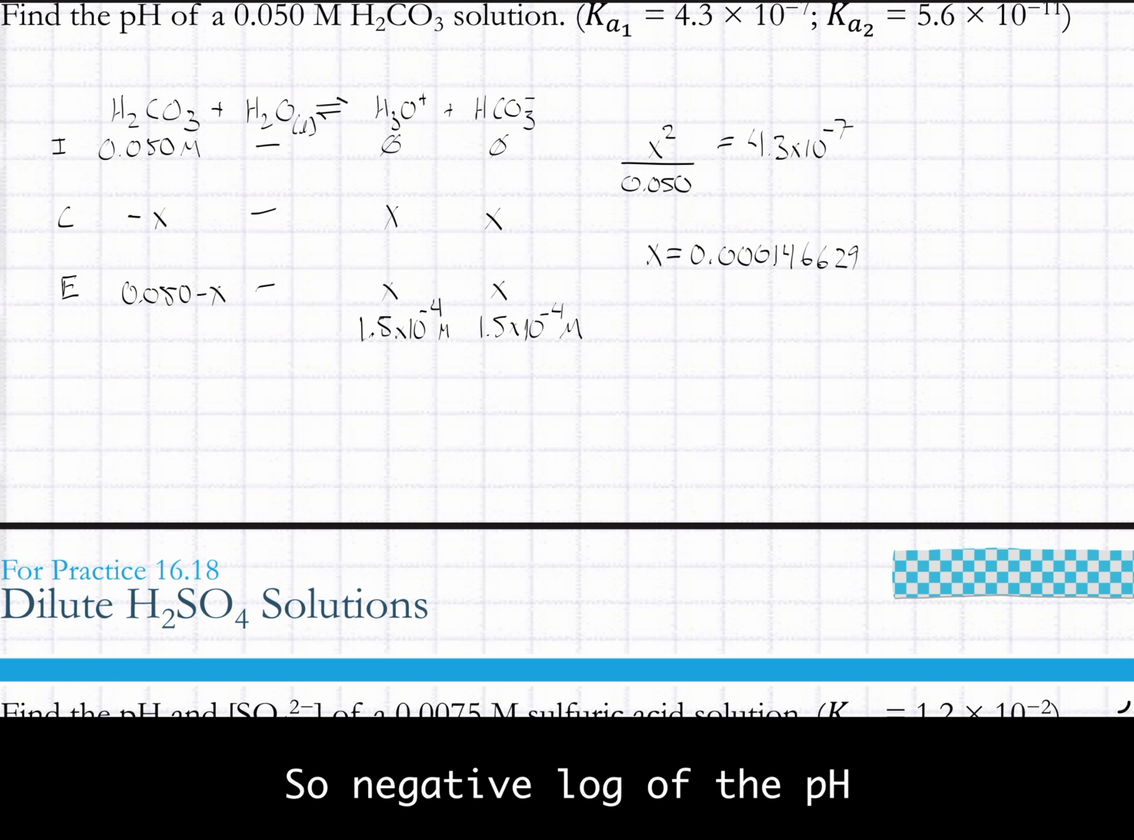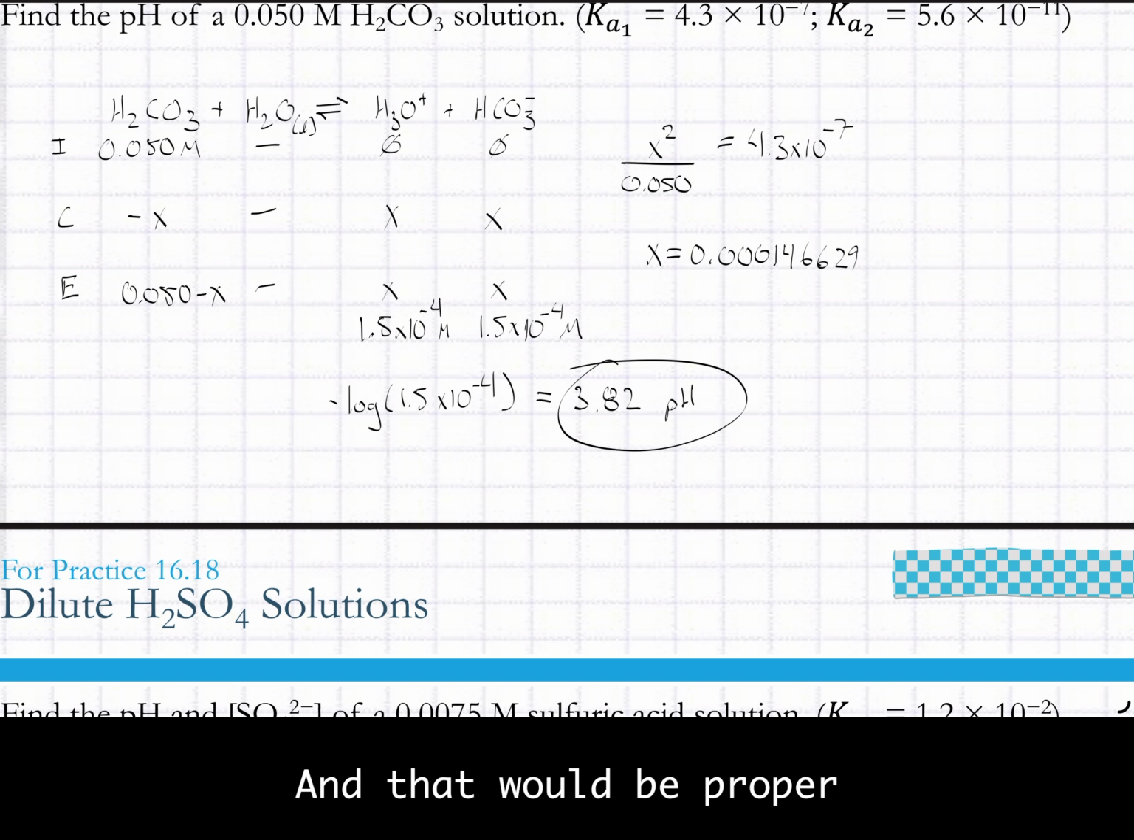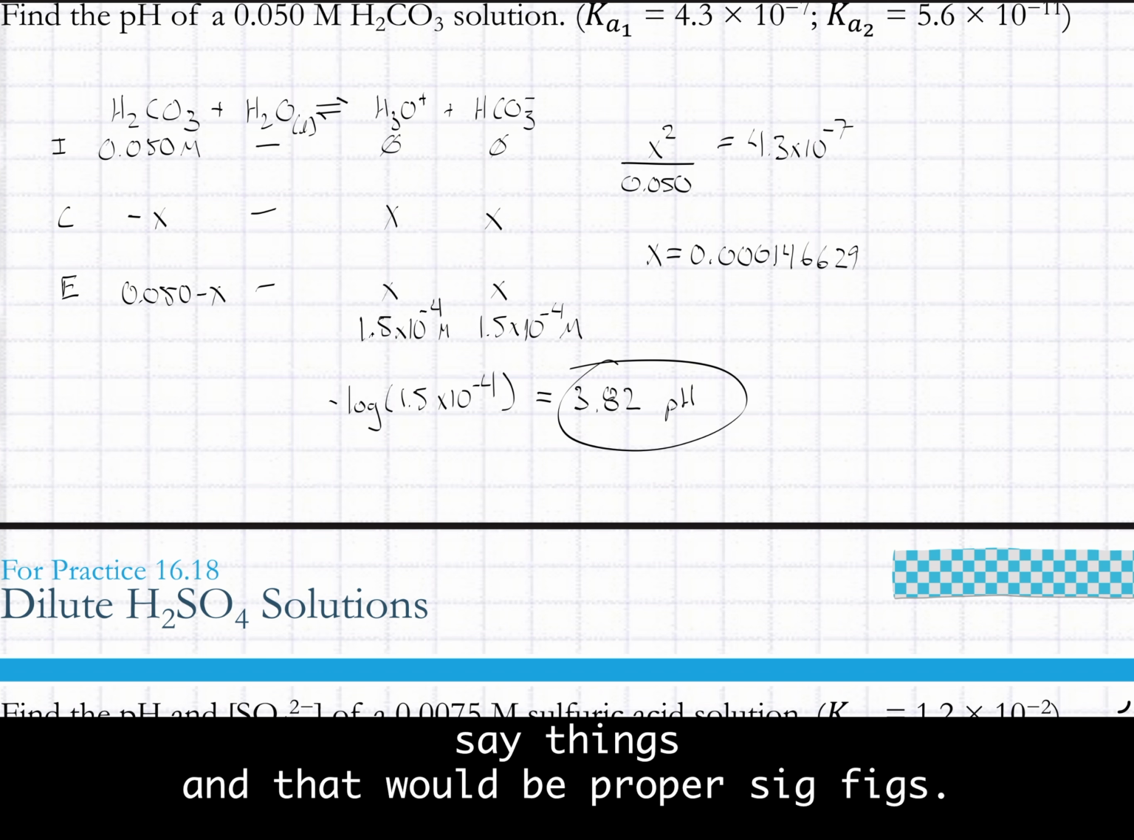So negative log of the H3O plus concentration will give me the pH. 3.82. And that would be proper sig figs.